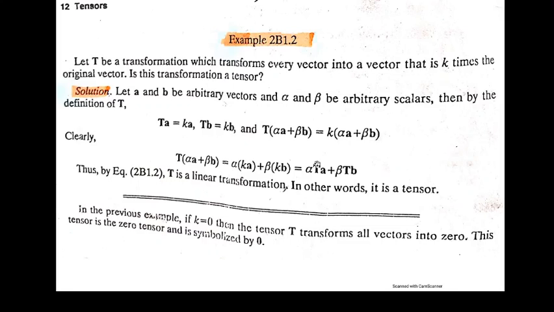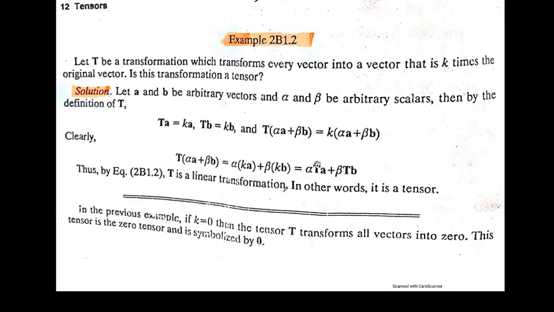Now we have defined the transformation in this example in such a way that the transformation T will transform any vector into a vector that is k times the vector which is being transformed. Now we have to check: is this type of transformation a tensor or not? To prove this, we will have to check its linearity.